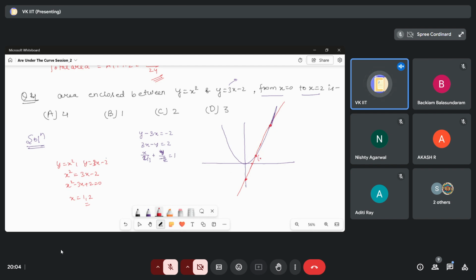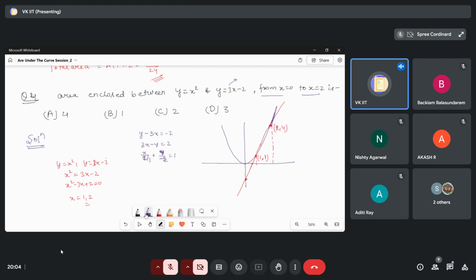So at x is equal to 1, y value will be 4. Sorry, 1. At x is equal to 1, y value will be 1. And for x is equal to 2, y is equal to 4. So these are the two points here.